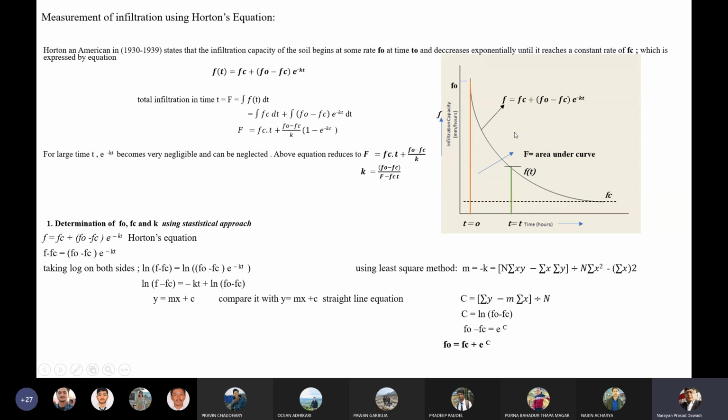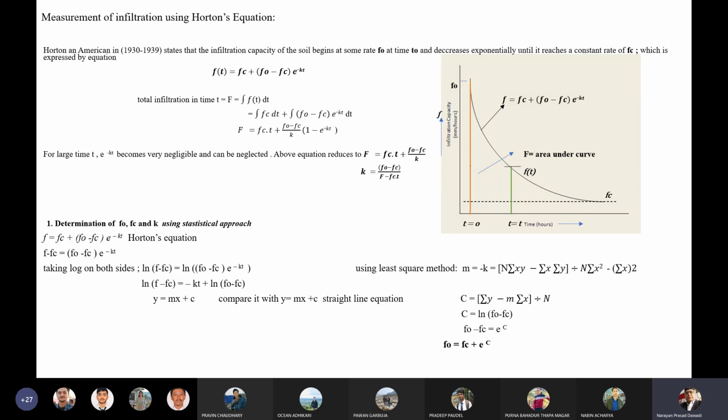You can write the infiltration capacity equation as f is equal to fc plus (f0 minus fc) e power minus kt, where fc is the constant rate of infiltration, f0 is the initial rate of infiltration, k is the decay constant, and t is the time in hours. This is given as this.